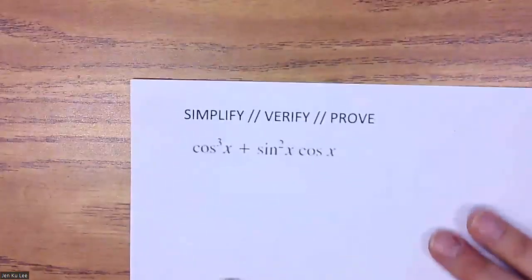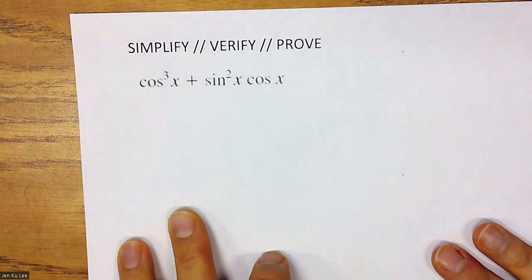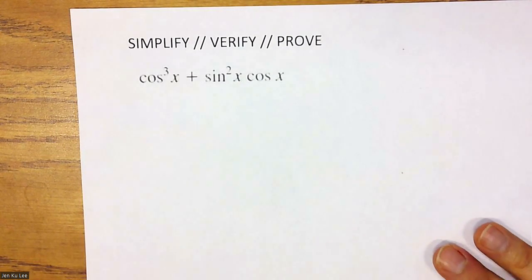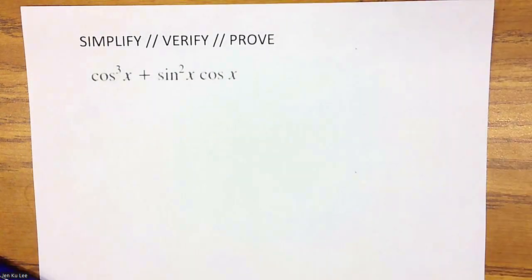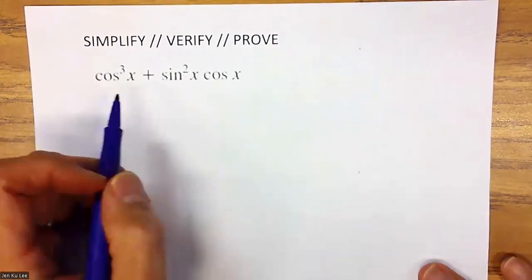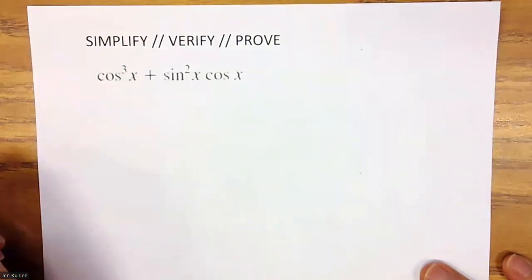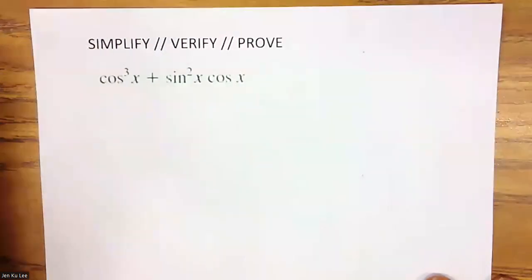My next one I have is this. Again, to simplify, verify, or prove. For this one, we are simplifying. Our next example is this: cosine cubed x plus sine squared x times cosine x. And we must simplify, okay?